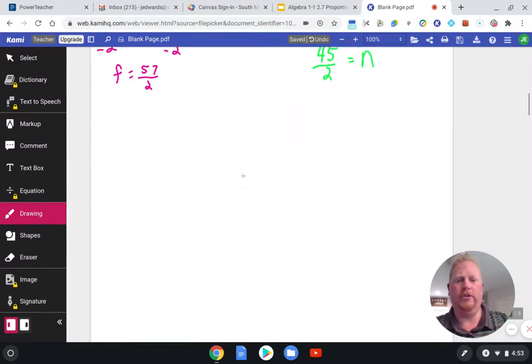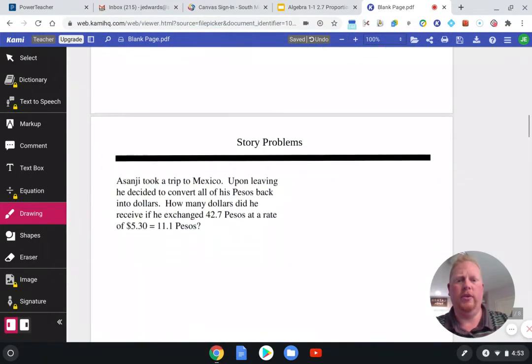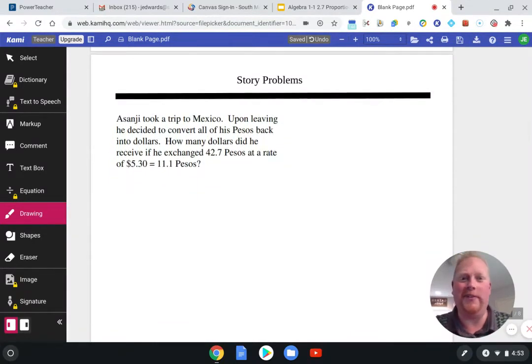Last concept I want you guys to learn, story problems, everybody's favorite. So, step 1 with story problem, you read it. Sanji took a trip to Mexico. Upon leaving, he decided to convert all of his pesos back to dollars. How many dollars did he receive if he exchanged 42.7 pesos at a rate of $3.50 equals 11.1 pesos?